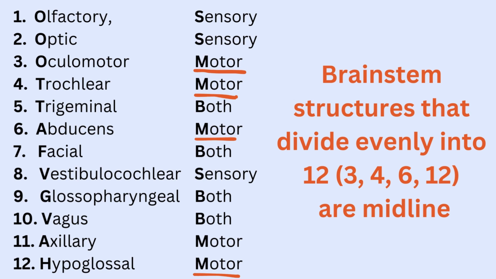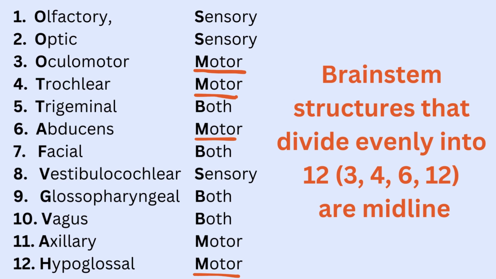Every single cranial nerve that I've underlined in orange is a midline cranial nerve. Every other cranial nerve is lateral, keeping in mind that we only use the midline or lateral classification for brainstem cranial nerves. So we are not talking about cranial nerves 1 and cranial nerve 2 when we are talking about midline and lateral. You may notice that every single cranial nerve that is underlined as a midline structure is a motor nerve. M for midline or M for motor.